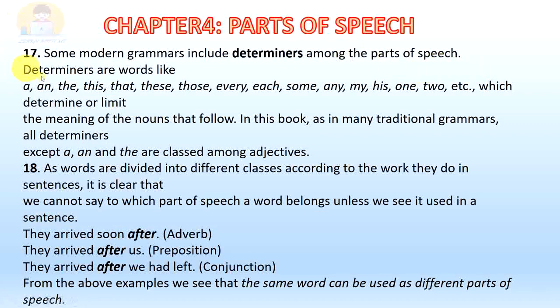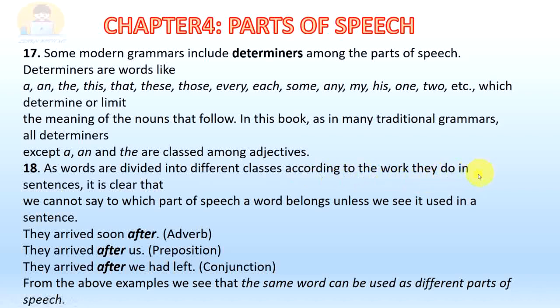17. Some modern grammars include determiners among the parts of speech. Determiners are words like a, an, the, this, that, these, those, every, each, some, any, my, his, one, two, etc., which determine or limit the meaning of the nouns that follow. In this book, as in many traditional grammars, all determiners except a, an, and the are classed among adjectives.